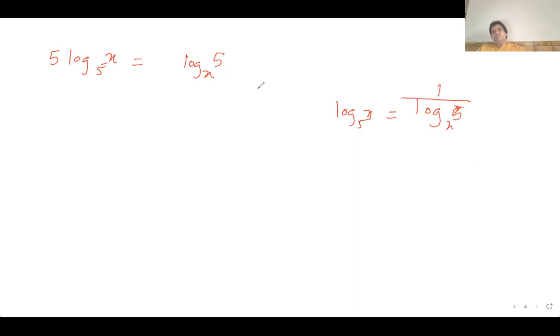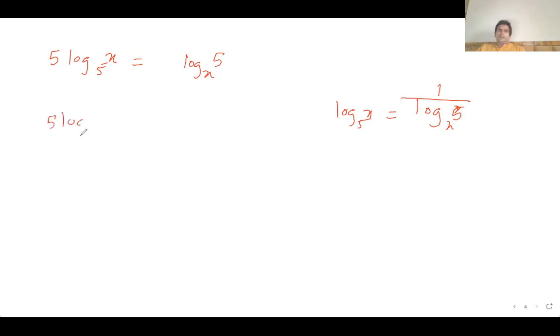I'll take one example. Now, for example, the question is 5 log x to the base 5 equals log 5 to the base x. The moment you see that the log and the base are flipped, they are reciprocals of each other. So log of x to the base 5 is 1 upon log 5 to the base x. So this is the property. Either you can change this into this form or this into this. I prefer to do that here.